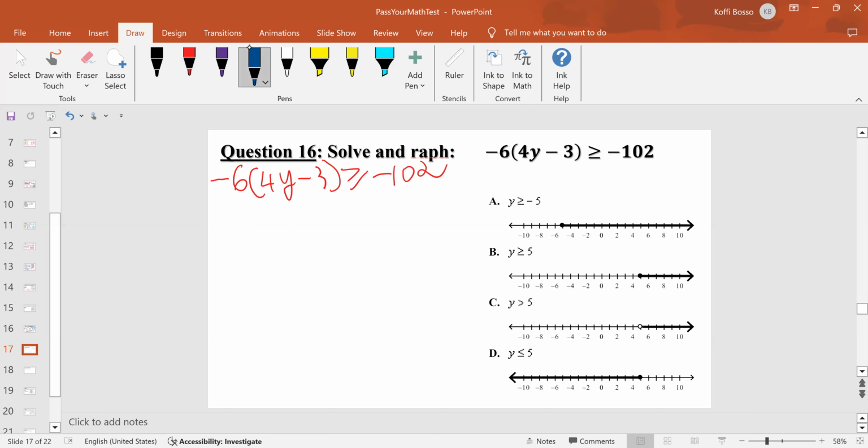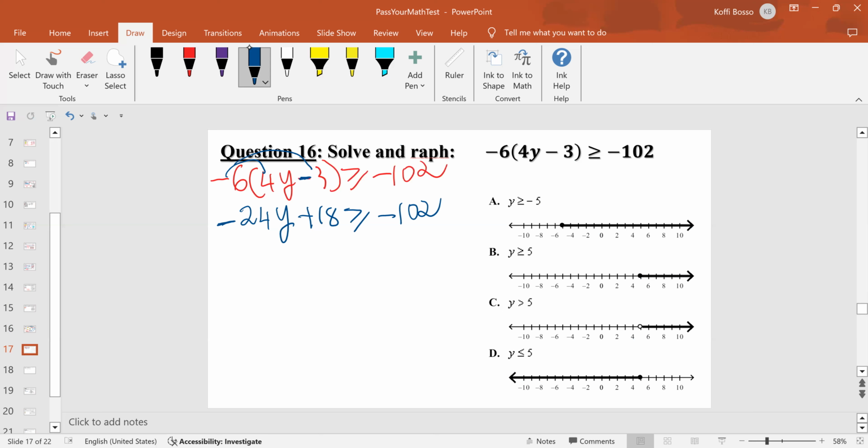To remove the parentheses, we're going to distribute negative 6 to inside the bracket. So negative 6 multiplied by 4y gives you negative 24y. Now, the same negative 6 multiplied by negative 3 gives you positive 18, is greater than or equal to negative 102.